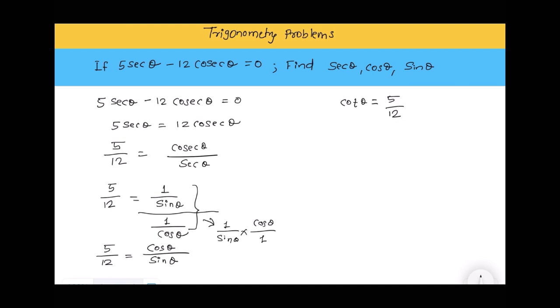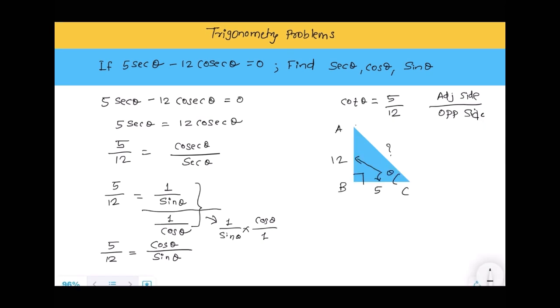If you want to understand it better, you can revisit our first session of trigonometry basics wherein we have explained all the trigonometric ratios. Cot theta is adjacent side upon opposite side. So on your screen is right angle triangle ABC with angle theta. From the data above, cot theta is 5 by 12. 5 is adjacent side of theta and 12 is opposite side of theta. We need to find out AC, which is a hypotenuse.